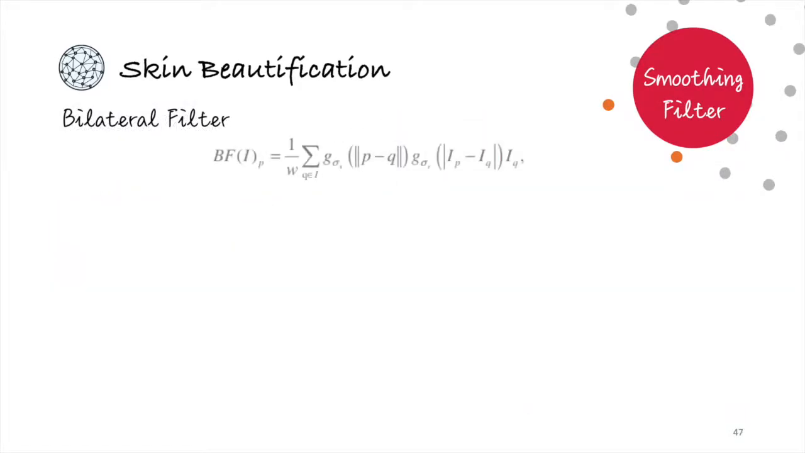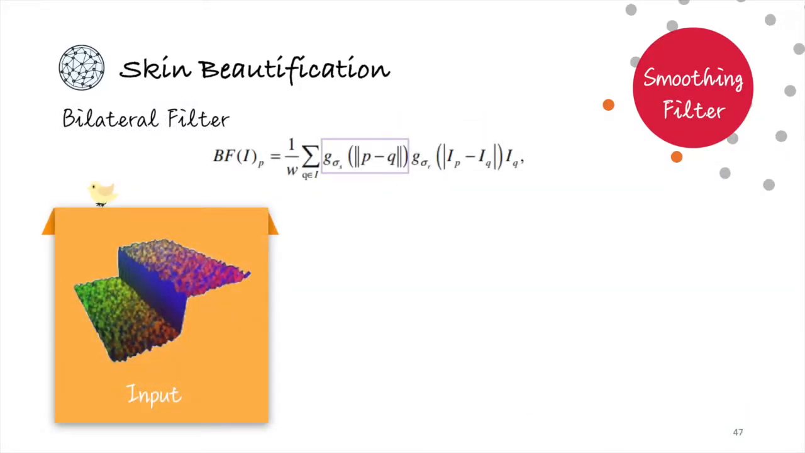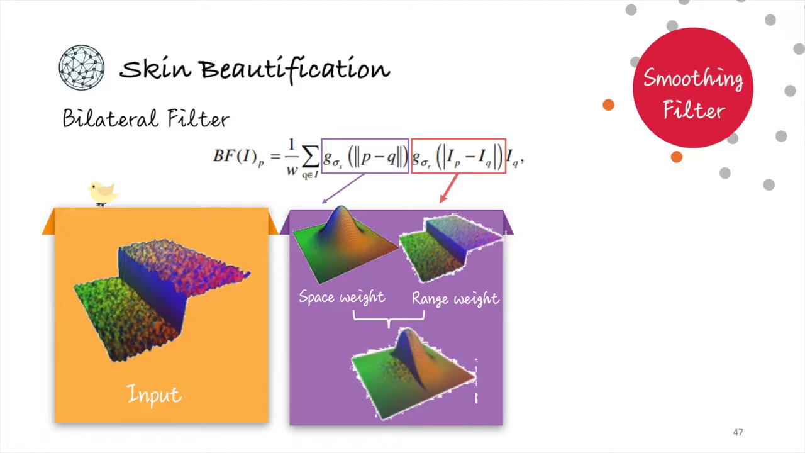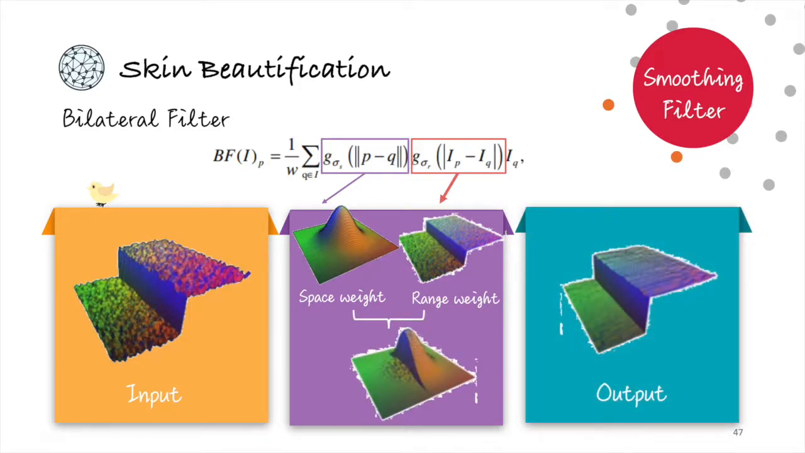In the bilateral filter, in addition to the space weight, we have a range weight. It will calculate the weighted average of intensity values. It will loop through each pixel and adjust the weight of the neighbor pixels. Therefore, it can preserve the sharp edges and produce a better quality image for skin beautification.